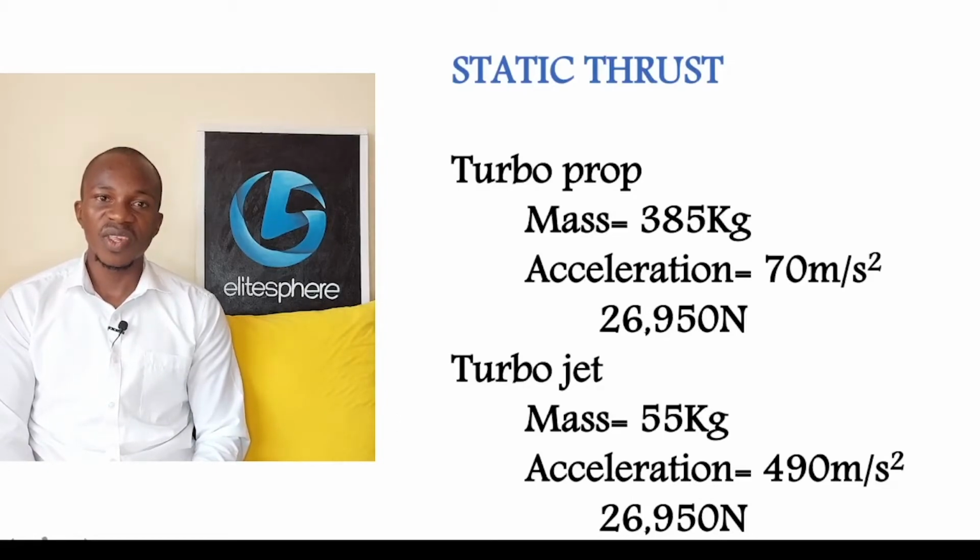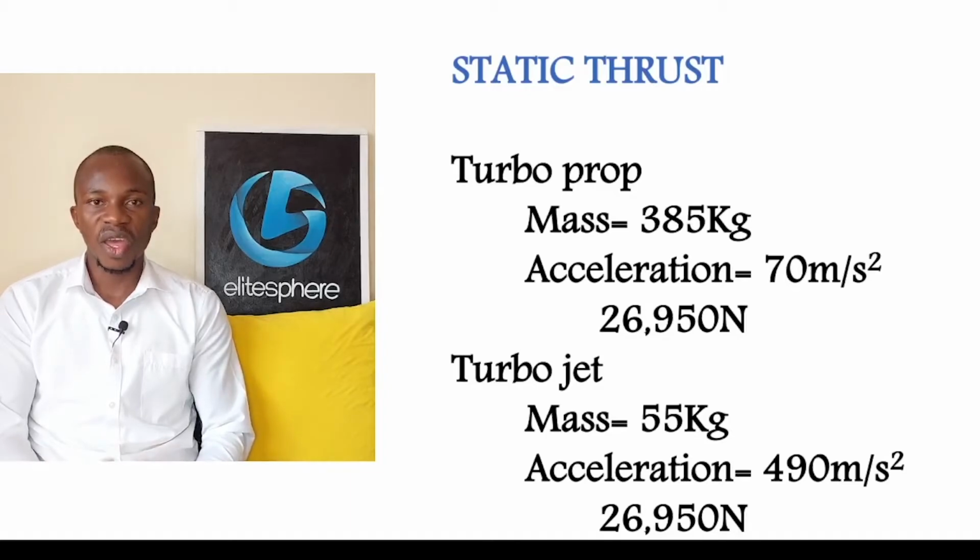In these two scenarios you've seen here, we see the same amount of thrust being produced by two different types of aircraft engines, because these two aircraft engines are using different masses of air and are imparting a different rate of acceleration on the mass of air.